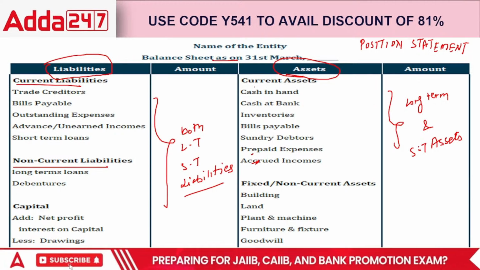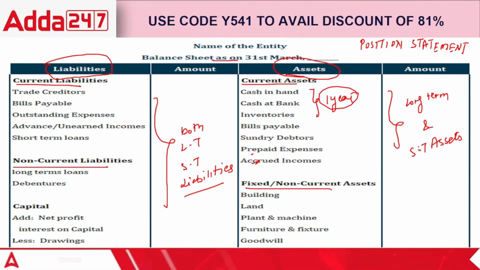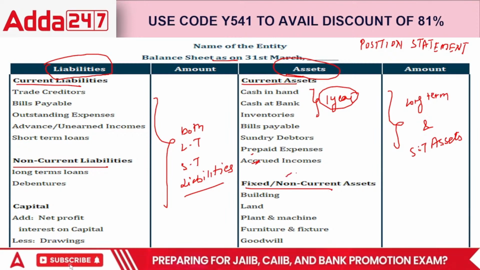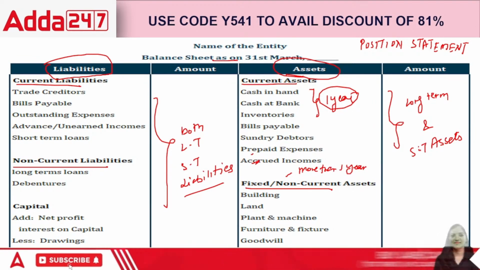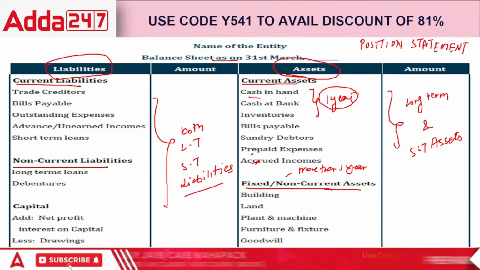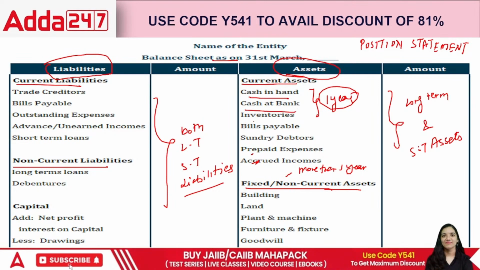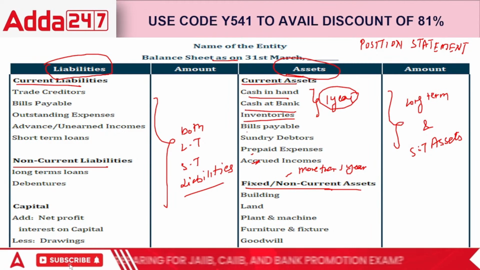It goes like the current assets would include everything which can be converted into money within a period of 1 year, and which cannot be converted into money within a time span of 1 year, that is, it takes more than a year, would be treated as fixed or non-current assets. So under current assets, what do we have? The money that we have in cash, or the money which we have in our bank accounts, inventories. That is the stock which went unsold during the year.